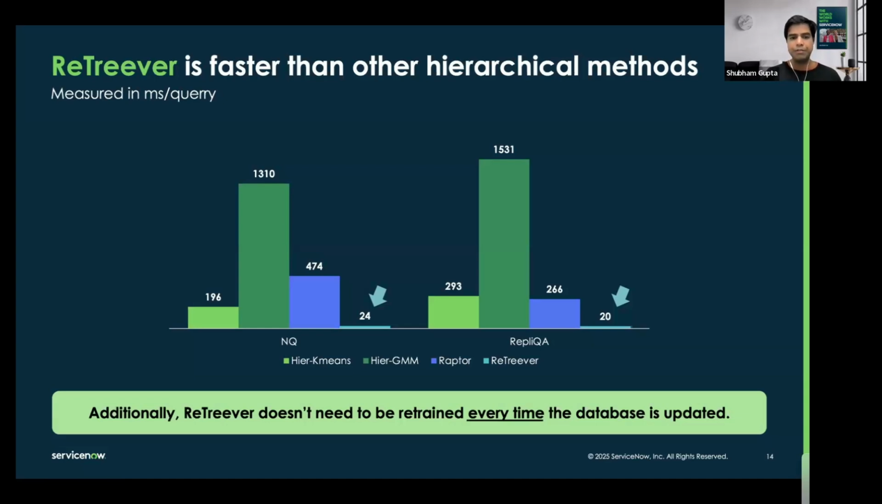Here we have produced results for two data sets. One is NQ and one is replica. These are both question answering data sets, and they are widely used in industry and in academia to measure the efficacy of retrieval systems.